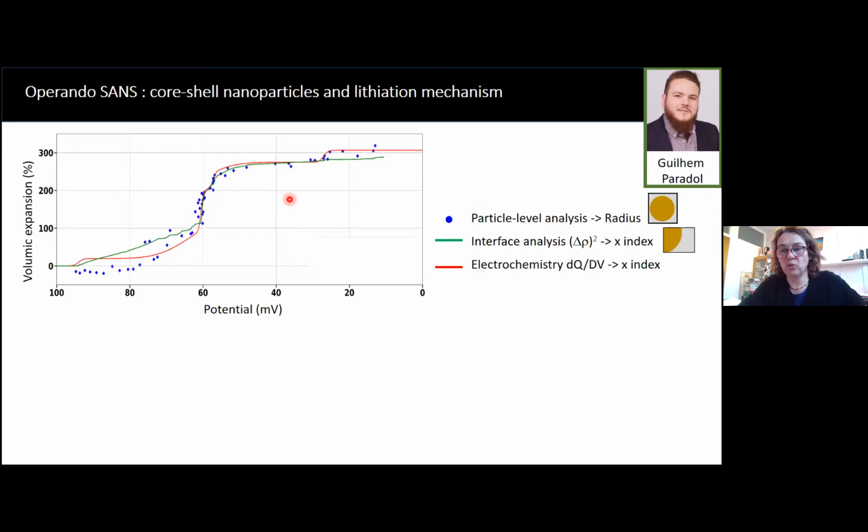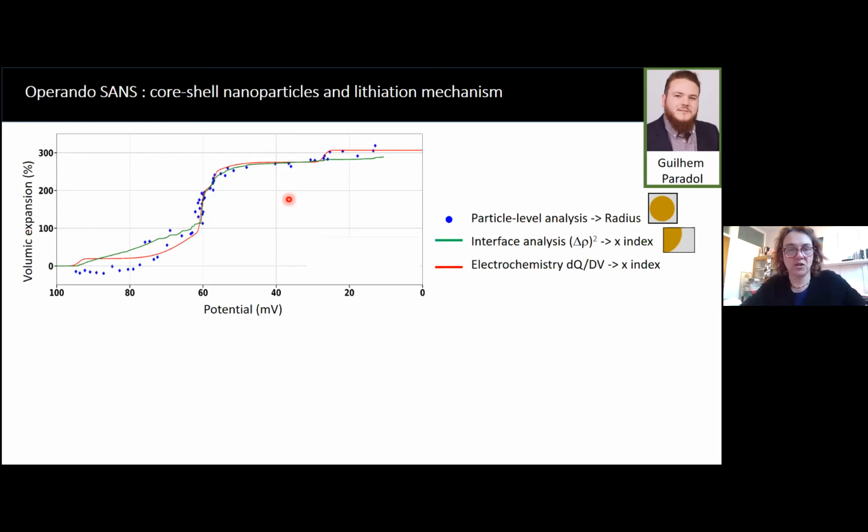If we look at what we can obtain from the interfacial analysis, looking at a different region of the spectra, we can extract the lithiation index x, and from this we can calculate the expected volumetric expansion. This is shown in green. We also have the electrochemistry, from which we can get the x index too and calculate the expected volumetric expansion. What you see is that the results from the SANS data are very consistent with one another, and also consistent with the electrochemistry.